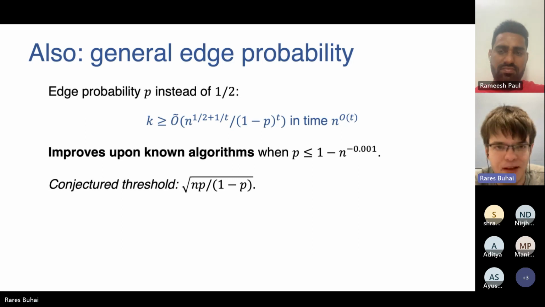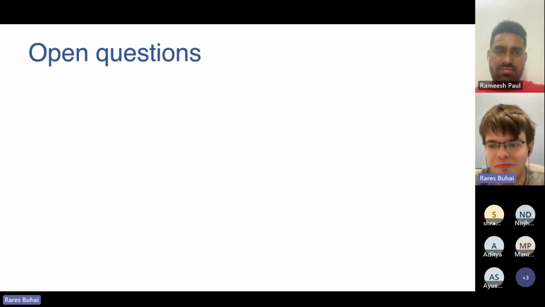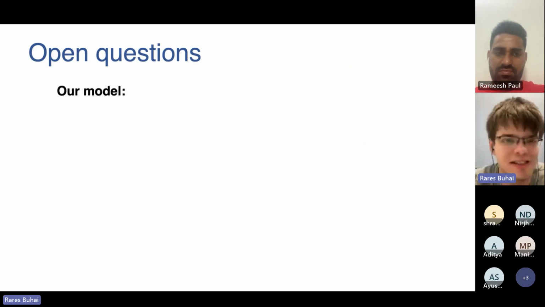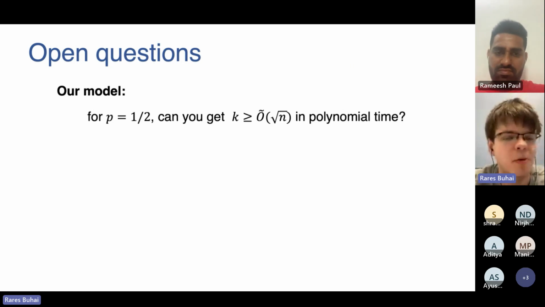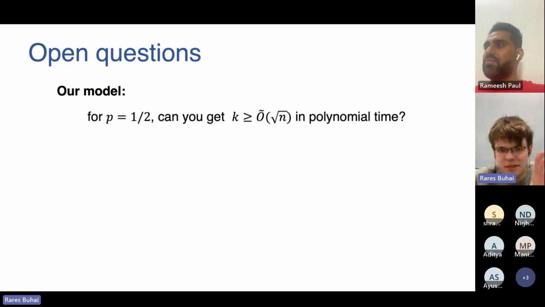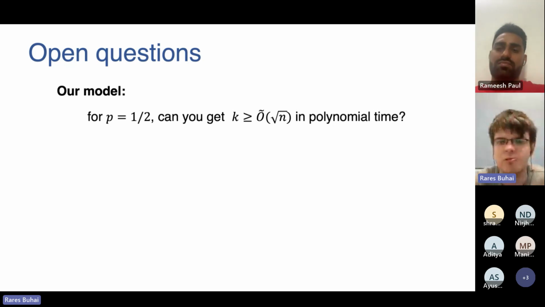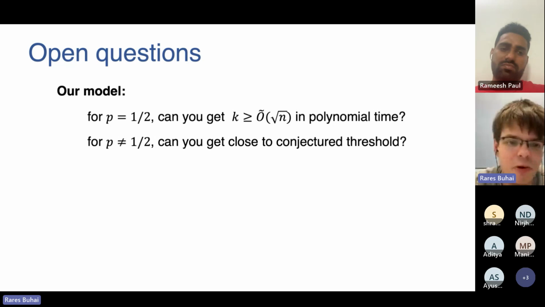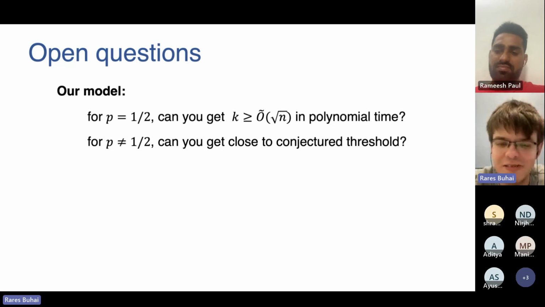Okay. So then I just want to end with some open questions. There are some open but obvious questions in our model, things we haven't really managed to do. When the probability is 1/2, like in the standard case, can you actually get to root n log n, something like that, in polynomial time, or is it really necessary for the time complexity to increase arbitrarily as you approach root n? And when p is different than 1/2, can you get something close to the conjectured threshold, without this 1 minus p to the t?